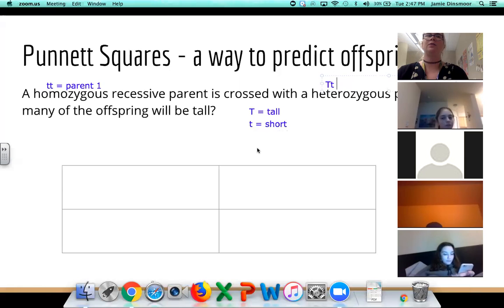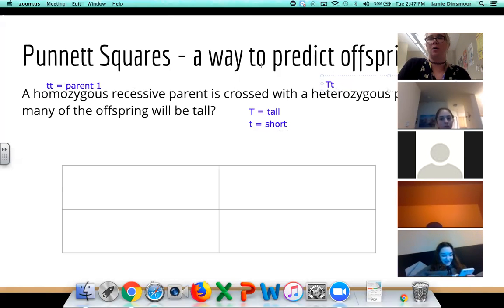But what we know is that in meiosis, we create 4 gametes. A parent who has 2 little t's will create 4 sperm or egg cells that will just have 1 allele in them, right? Because remember, the parent's only contributing half of the information. There's 2 choices, but they're contributing half.